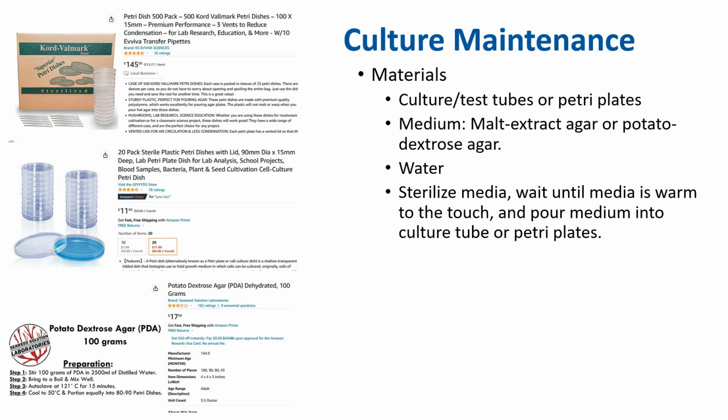To do this, you need basically some type of nutrient, water, and agar. First, you want to sterilize the media, and to do that, you basically pressure cook it or autoclave it at 250 Fahrenheit for 45 minutes. You wait till it's warm to the touch, kind of like warm milk, and then you pour the medium onto culture tubes or petri plates.